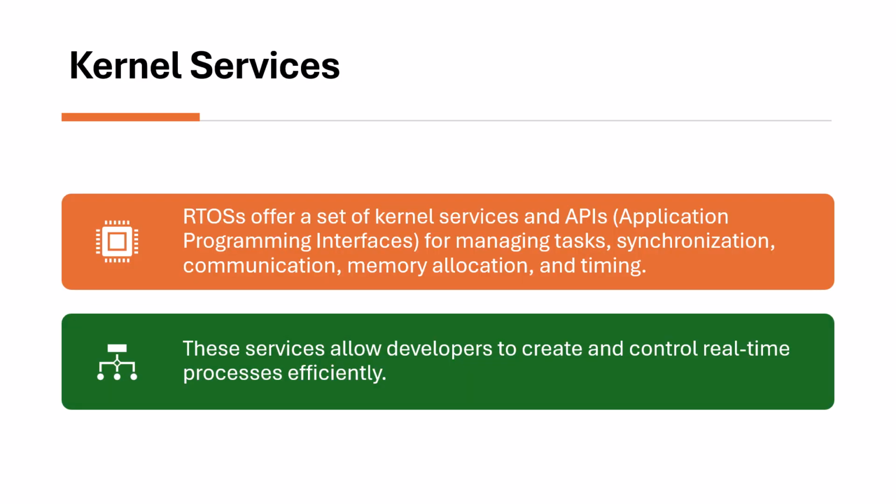So kernel services means RTOS offer a set of kernel services and APIs, application program interfaces, for managing tasks, synchronization, communication, memory allocation, and timing. So these services allow developers to create and control the real-time processes efficiently. So these are what you call kernel services. There could be many tasks, and each task will synchronize with the other tasks. So that's what we call task synchronization.